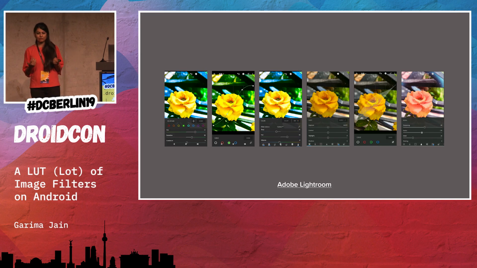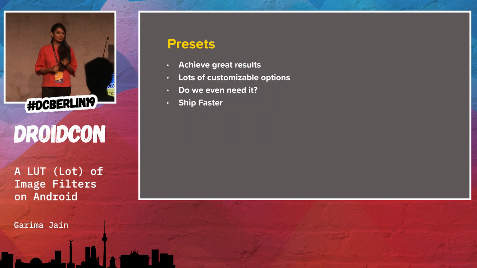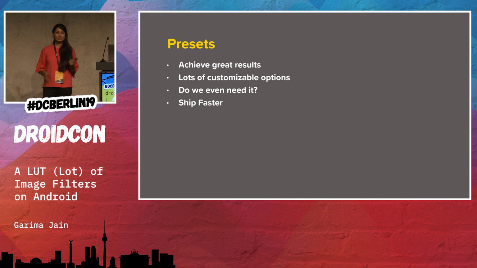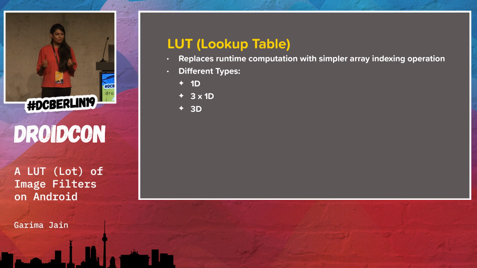And also, the path that we wanted to take was, we were aiming for render parity across different platforms. And that is why, even though these kind of adjustments can achieve great results, and there are lots of customizable options, do we even need it? We can also do with something that is good for the user, and at the same time, we can also ship faster. So we went with the option of lookup table.